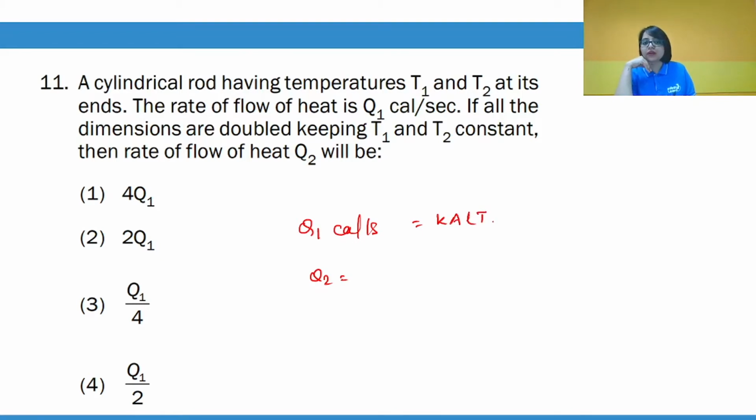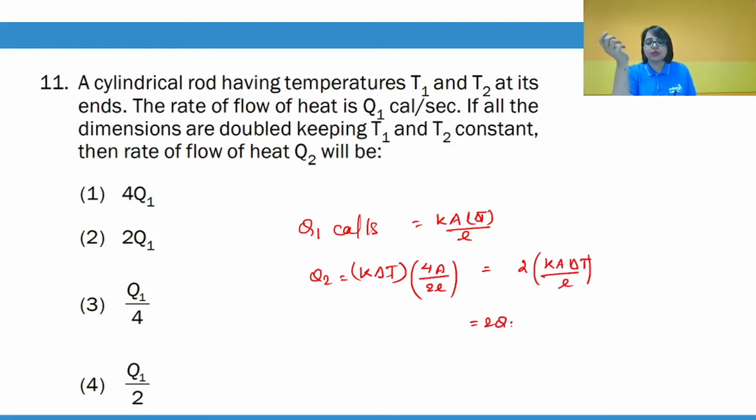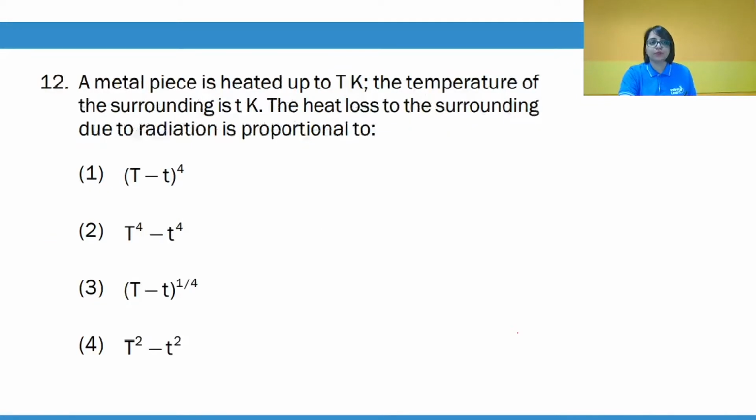Ka delta T divided by L. So K and delta T are kept constant. Only area and the length are changing. So if all the dimensions are doubled, that means the radius is doubled. So area will become 4 times and the length will become 2 times. So basically this is 2 times Ka delta T divided by L. So this is your 2Q1, which is option 2.